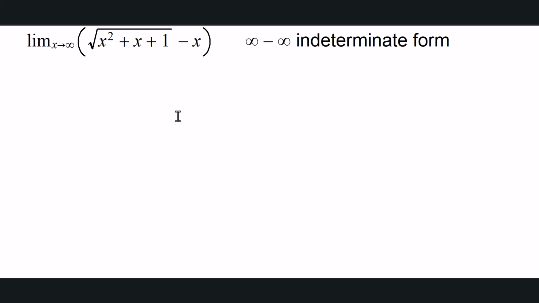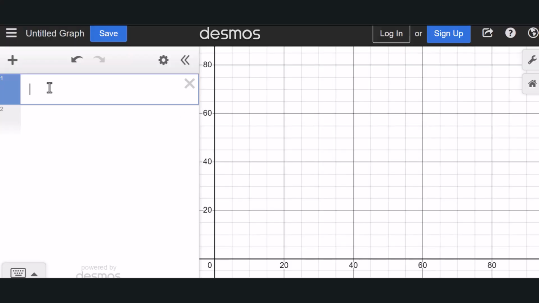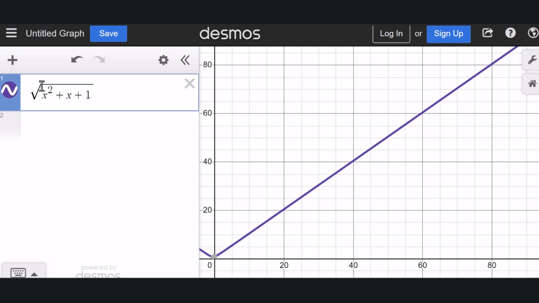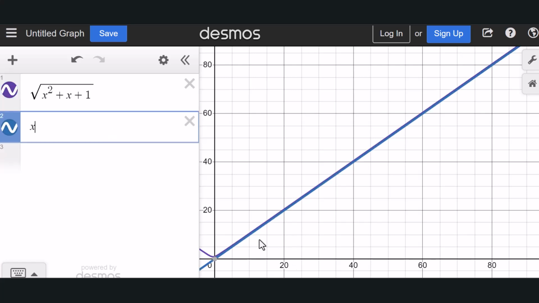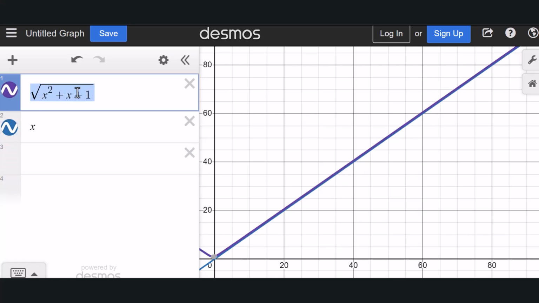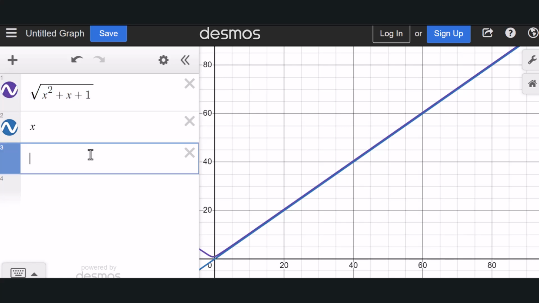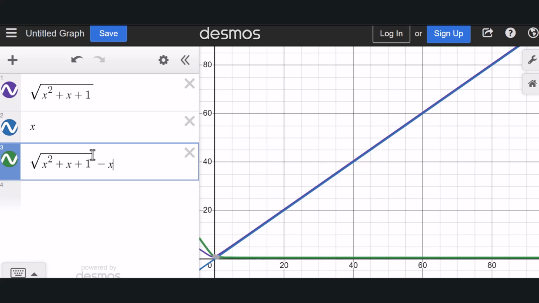So let's go to Desmos first. Here in Desmos, first we can see that our first term appears to go to infinity, and for the second term we had x, and that also appears to go to infinity, and the two are going together very fast. And if I take the difference, so here we go, and then minus x, that's this green graph, and that seems to be getting closer and closer to the x-axis.